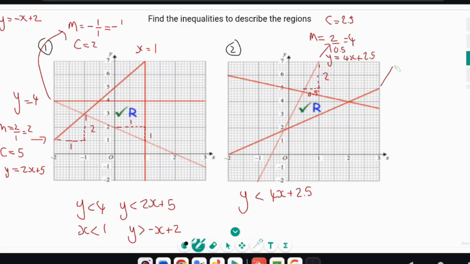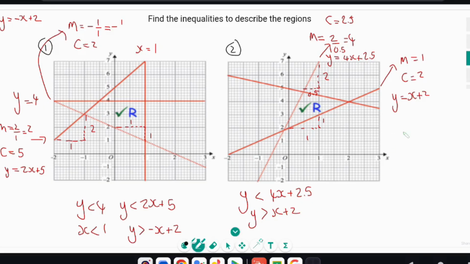Go with this one next. Gradient is positive. 1 divided by 1 is 1. Y-intercept is 2. Equation is y equals x plus 2. Region is above, so y is bigger than x plus 2.